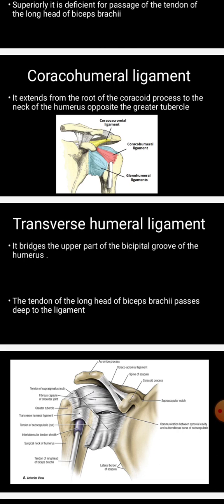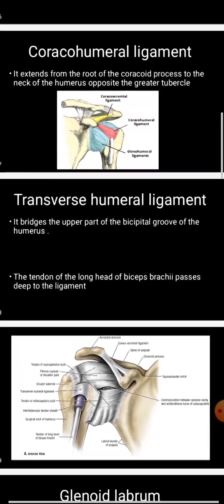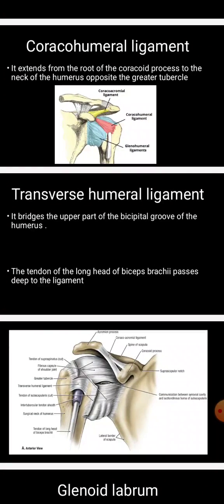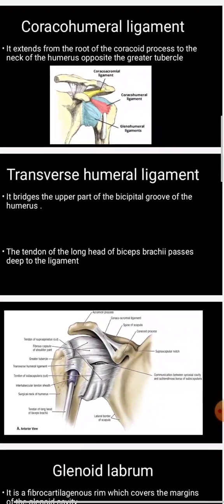Please remember, as I have told you, the tendon of the long head of the biceps arises from the supraglenoid tubercle. It goes down and passes through the bicipital groove here. So it lies beneath the transverse ligament. The tendon of the long head of biceps passes deep to this ligament.